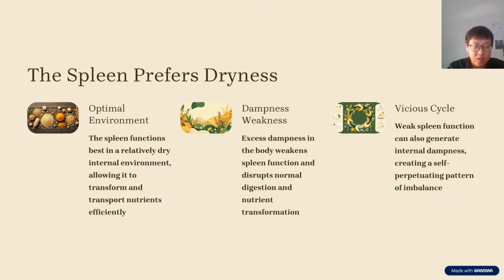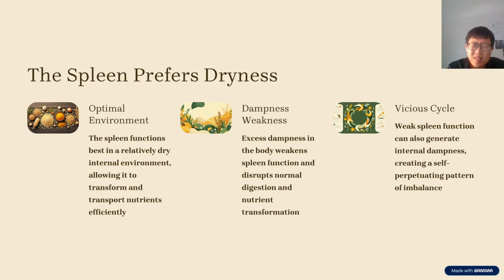Another key psychological feature of the spleen is its preference for dryness and aversion to dampness. The feature is closely related to the spleen's role in fluid metabolism. So when the spleen function is strong, fluids are properly transformed and distributed. Body fluids circulate smoothly without accumulation.